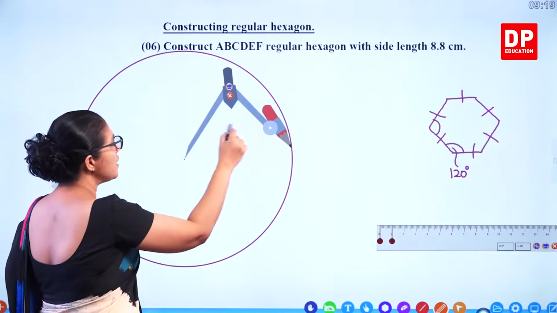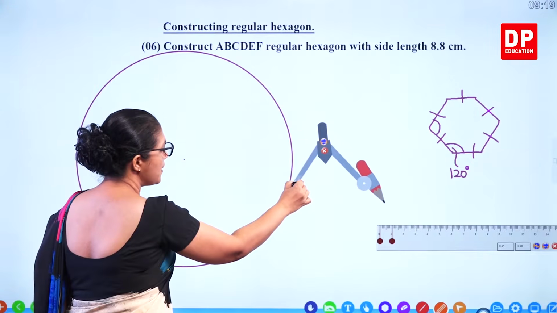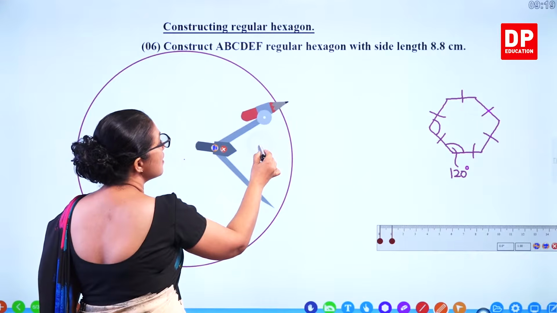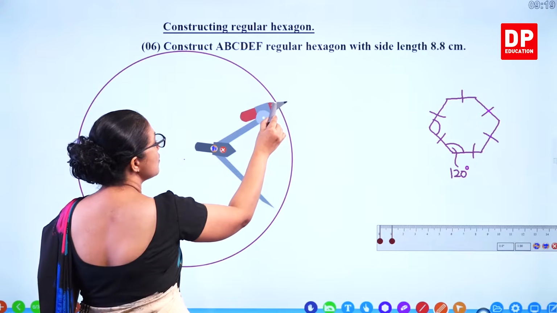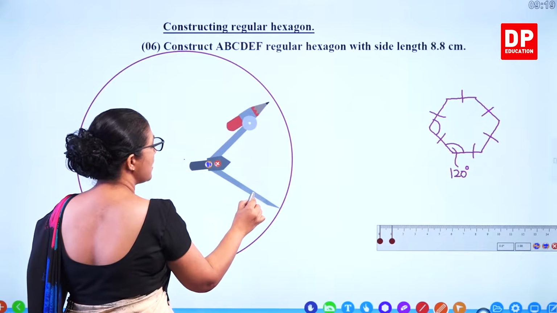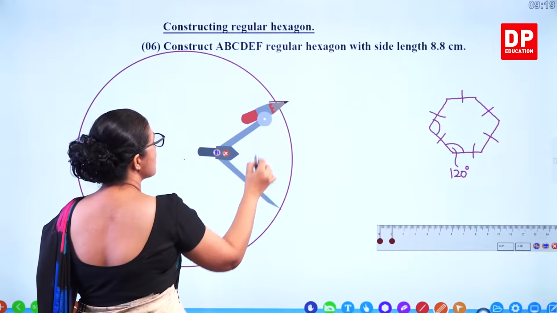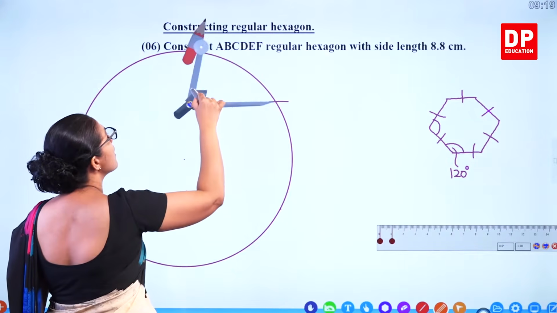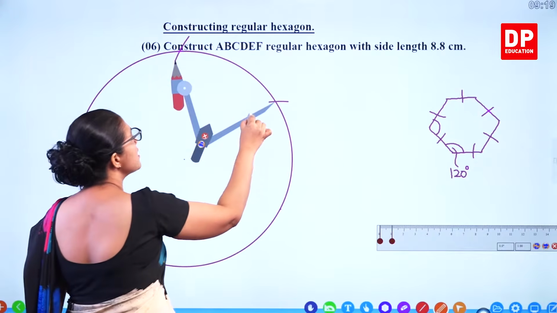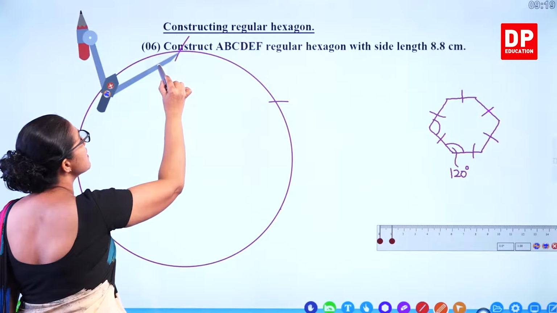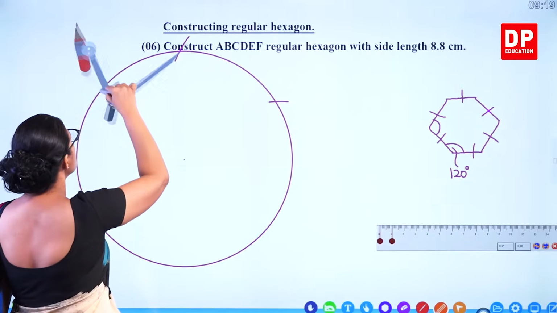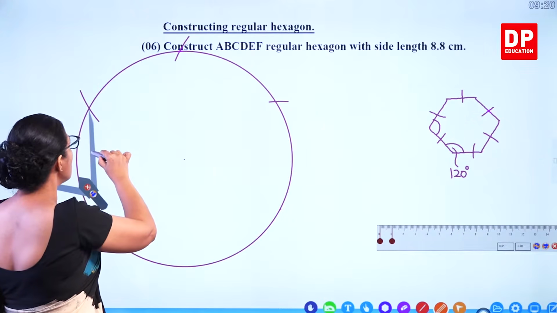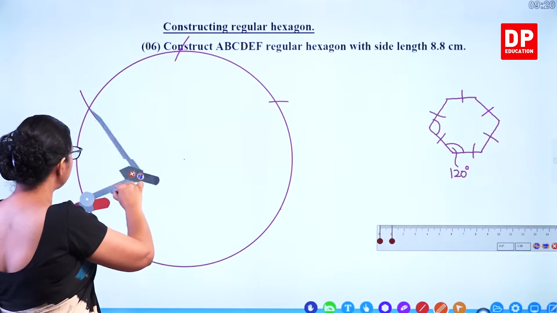Then what you do? You take any point on the circle, keep the compass there and you can mark arcs with the same length. You can't change the length. So you can keep at any point and draw arcs. One here and keep the compass here and draw the other arc. So how many arcs do you get around the circle? You get 6 arcs because hexagon means 6-sided polygon. So you mark all the sides like this.